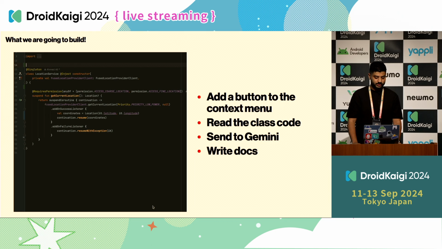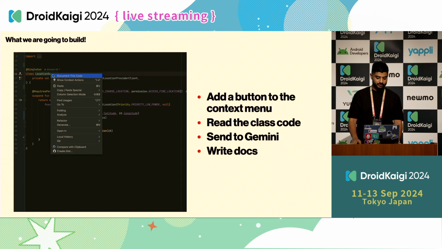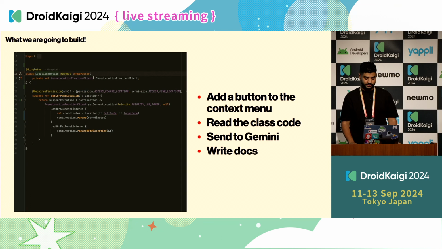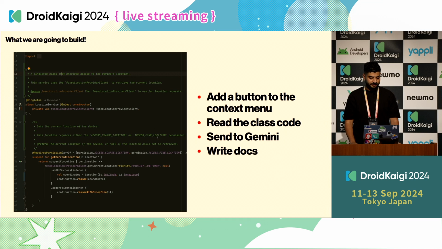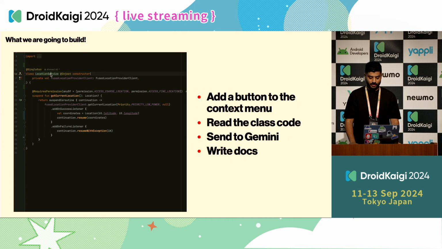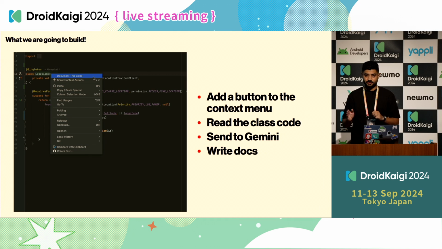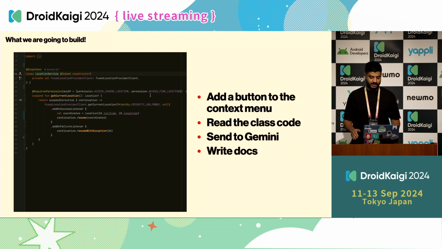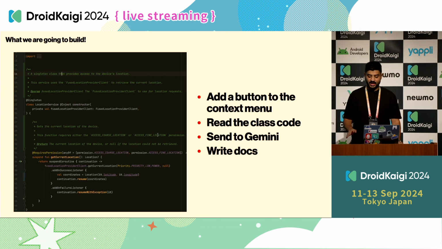One of the tools I recently built is a plugin for Android Studio that can write documentation for various code elements, like classes or functions. Here's how it looks. I added a button to the right-click menu that says Document this code. Once you click it, it sends the code to Gemini, gets it back, generates the documentation, and writes it back on your code.